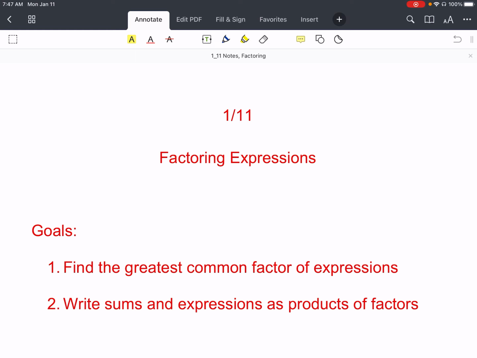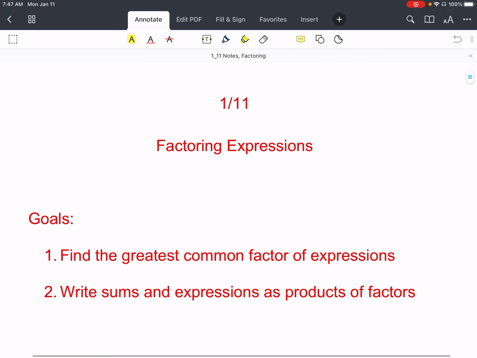Number one, find the greatest common factor of expressions. This is pretty simple, but necessary. Goal two, write sums and expressions as products, as factors. So these will be the new steps that we're taking, but after you practice some or understand how we can manipulate the numbers, I don't think you'll have too tough of a time.